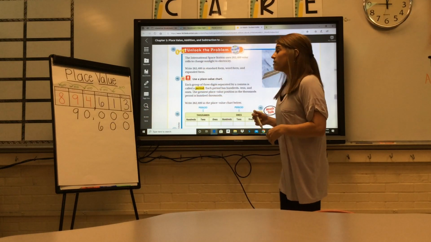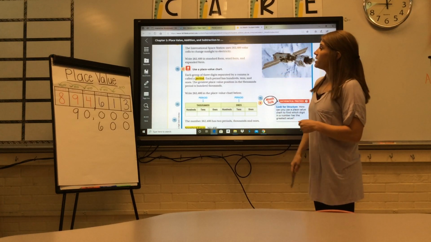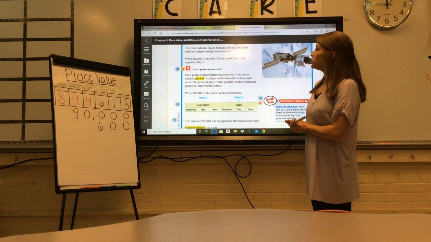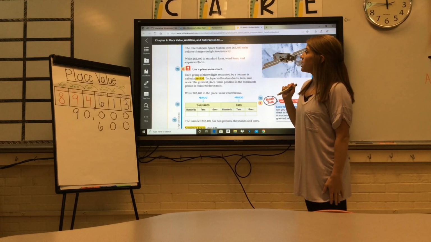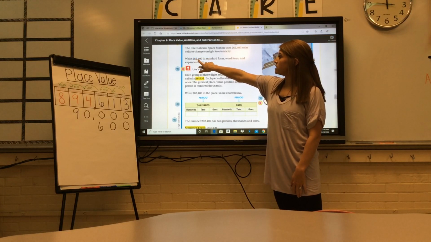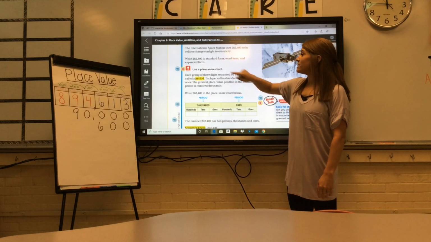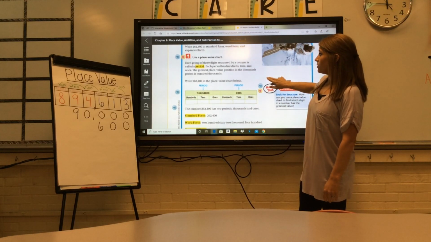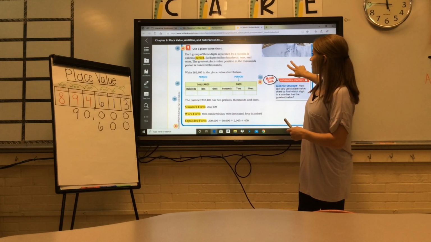So let's see what the problem is they've got for us today. It says the International Space Station uses 262,400 solar cells to change sunlight to electricity. They want us to write 262,400 in standard form, word form, and expanded form. Okay? So how we can do that is we can use a place value chart.